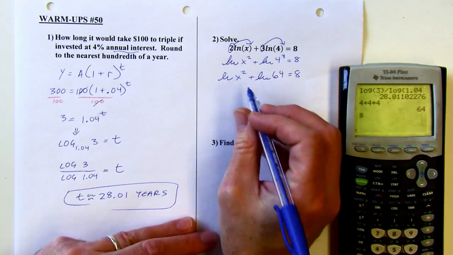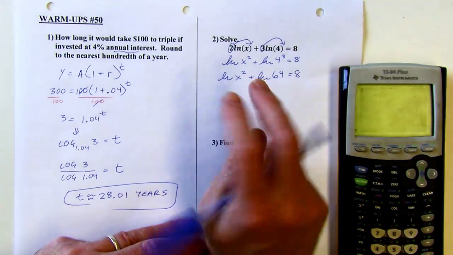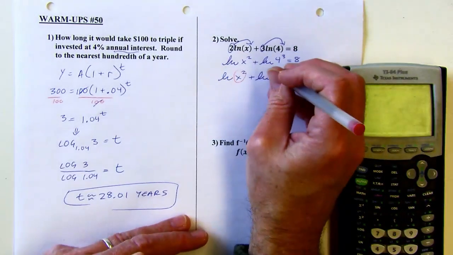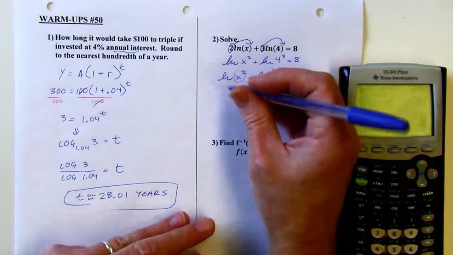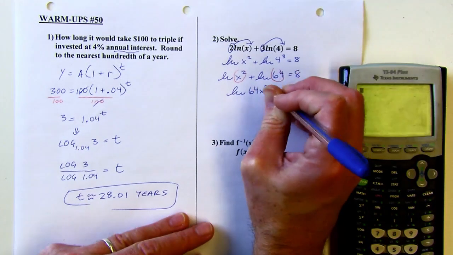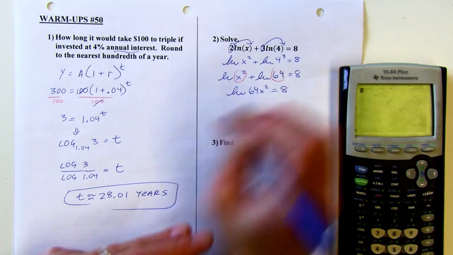Okay, and then when I combine these logs, when you're adding two logs with the same base, you just multiply the contents together. So this will be the natural log of 64x squared. And that's all going to be equal to 8.